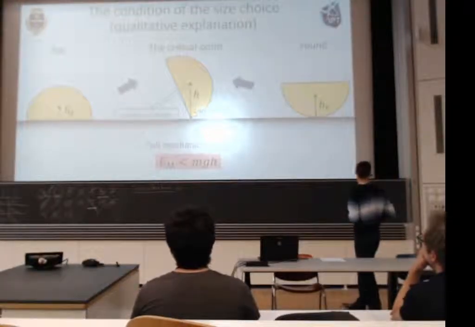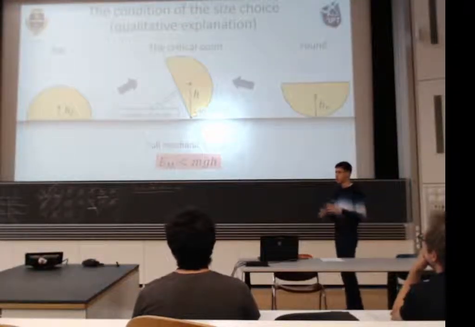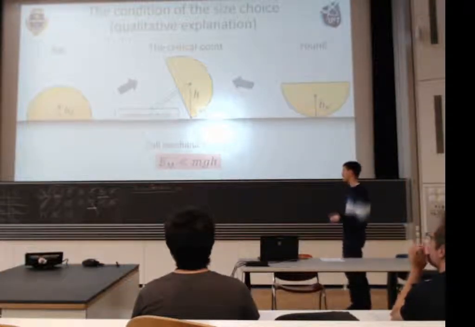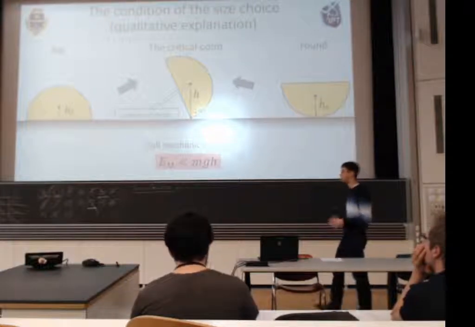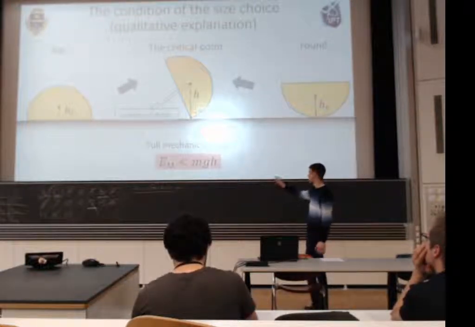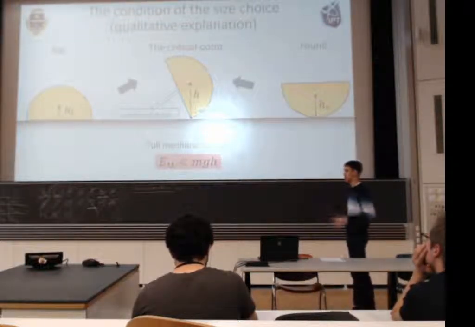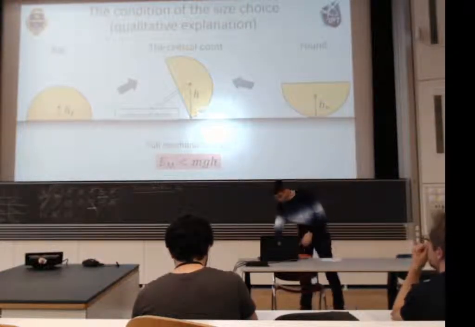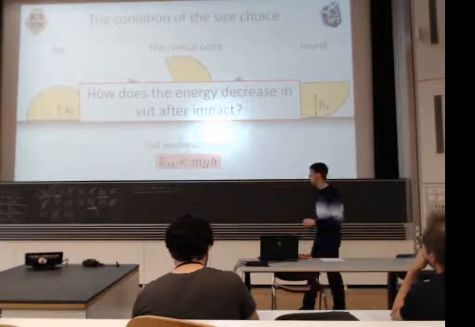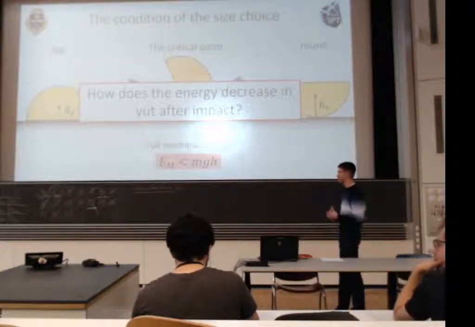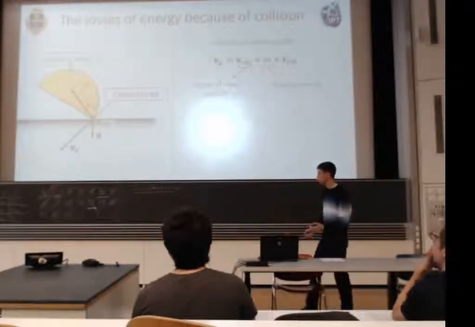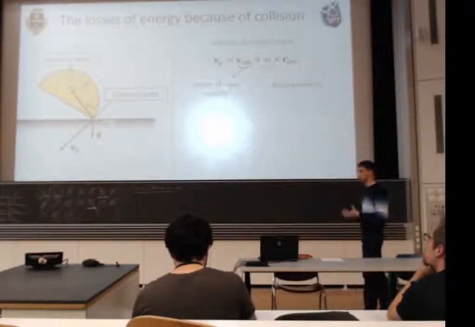Firstly, our yardstick has some initial full mechanical energy. Then it decreases due to dissipation, and finally, if its full mechanical energy becomes lower than a critical value, then it will stop. If it is higher, then it will continue to move. So, how does the energy of the yardstick decrease after impact? What are the mechanisms of dissipation? For this, we should consider this in our theory.